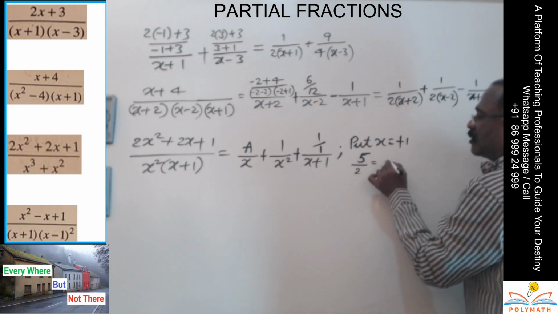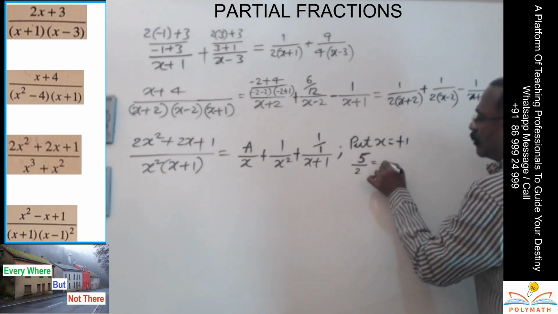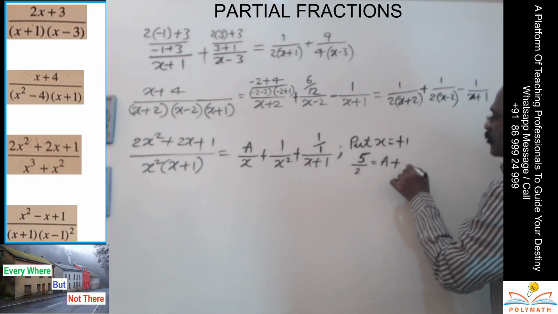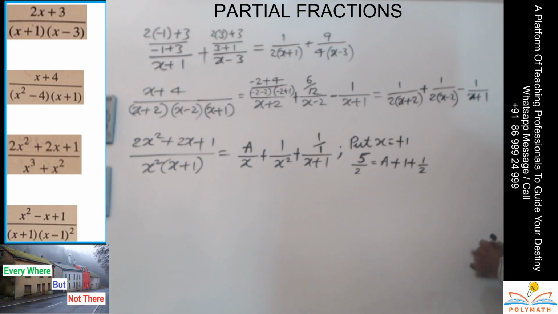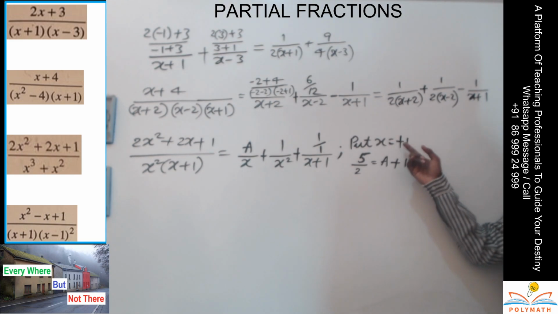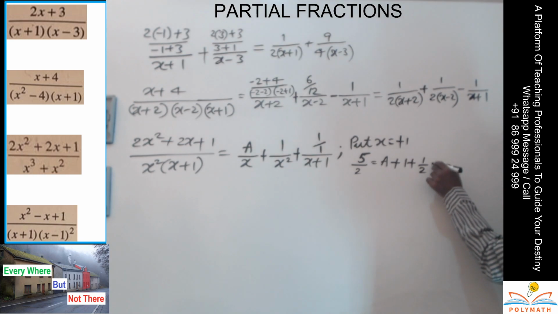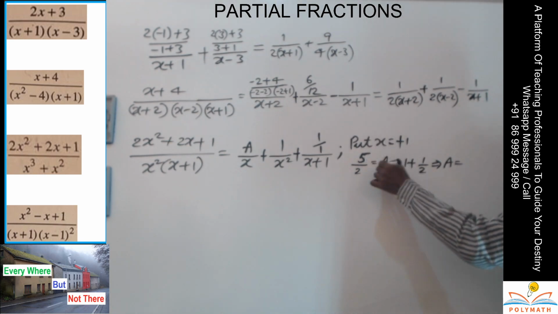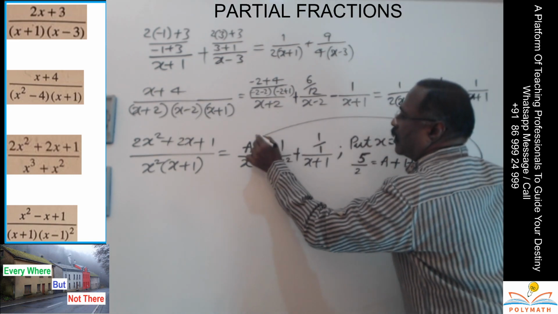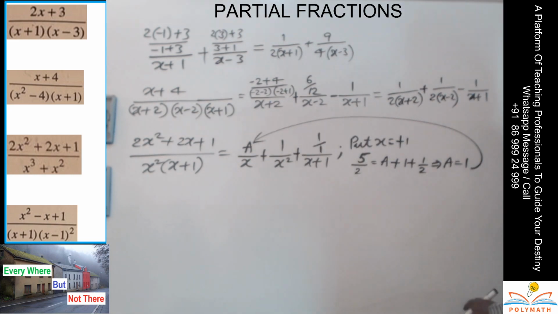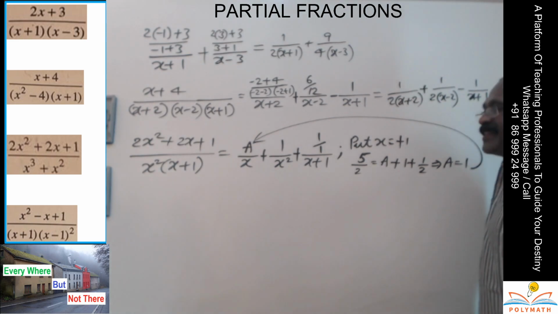5 by 2 is equal to a by 1 plus 1 plus 1 by 2. Just see that, x equal to 1, 1 by 2. Then a becomes, simplify this, 5 by 2 minus 3 by 2, 2 by 2, 1. So your a is 1 here. You see that? 4 by 2, 2 minus 1, 1. That's it.